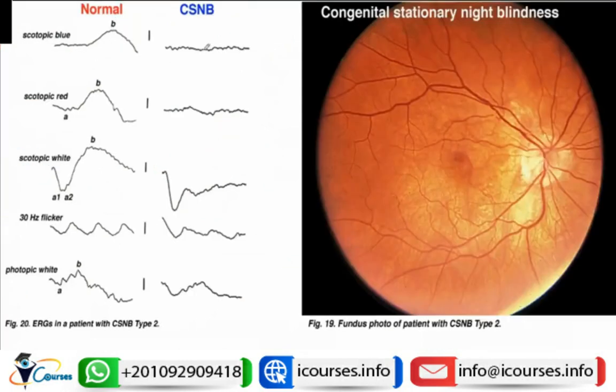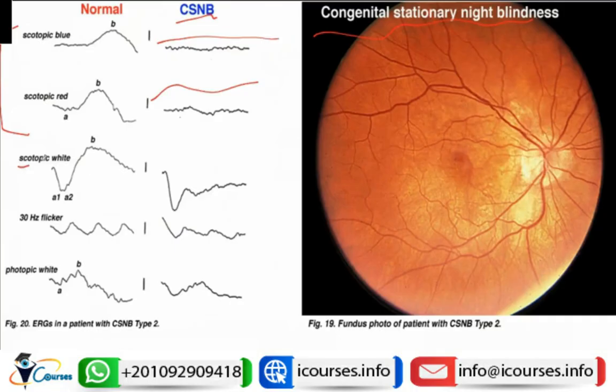The reverse occurs here. This is a disease called congenital stationary night blindness. So you can see that this is the normal, and this is the electrophysiological recording of the congenital stationary night blindness. Check here for the scotopic. As we stimulate only the rods, it is a flat line.